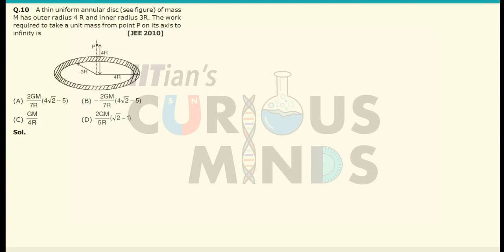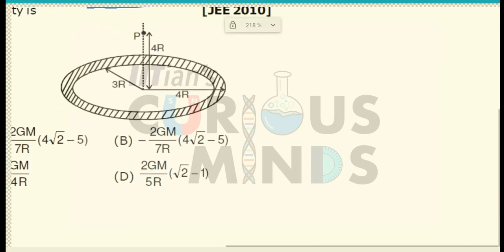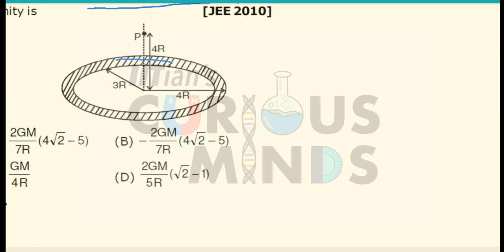A thin uniform annular disk of mass m has an outer radius 4r and inner radius 3r. Find the work required to take a unit mass from the point P on its axis to infinity. First of all, let me zoom in on this part. Let me take a thin ring over here, at a distance x from the center, having a thickness dx.